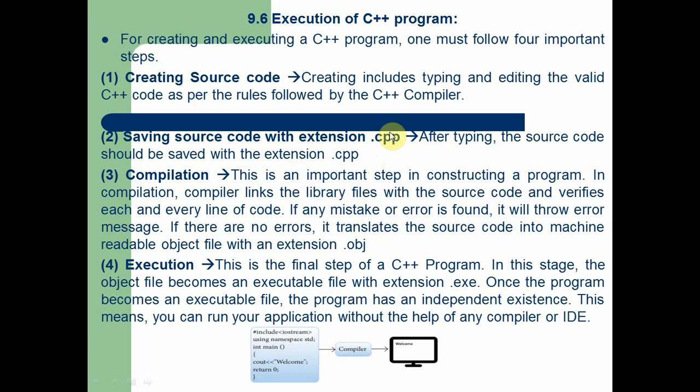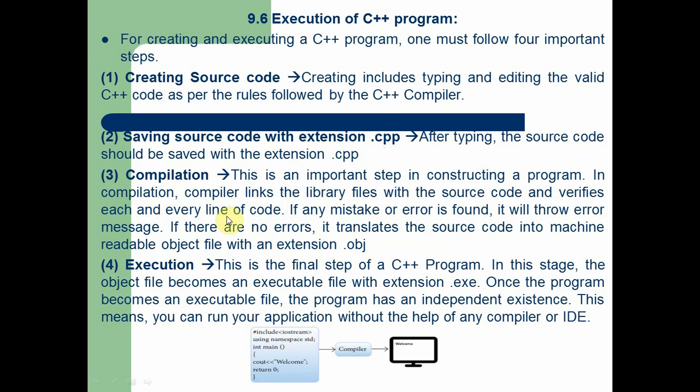This is called the source file, because all the commands are written in C++ language, which is understandable by humans, and after compilation they are converted into an object file. This is the third step, an important step in constructing a C++ program. In compilation, the compiler links the library files with the source code and verifies each and every line of code.